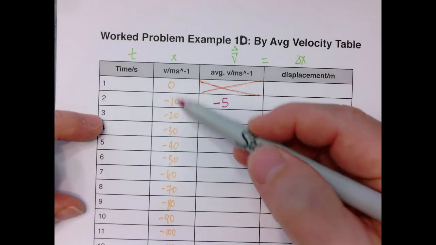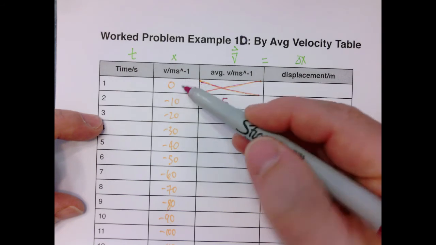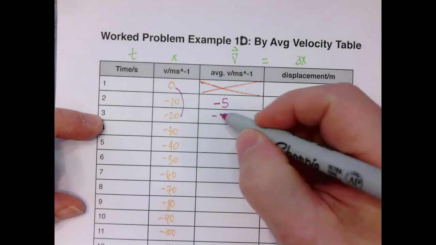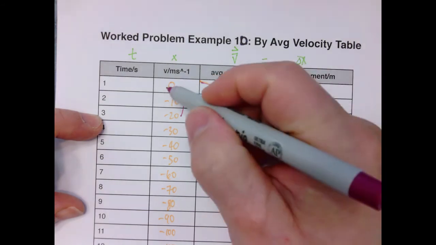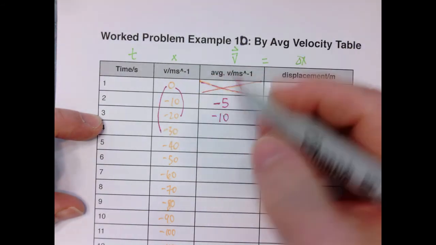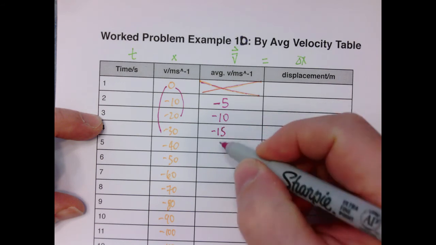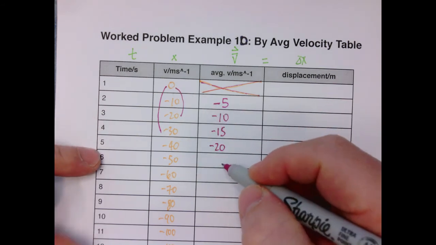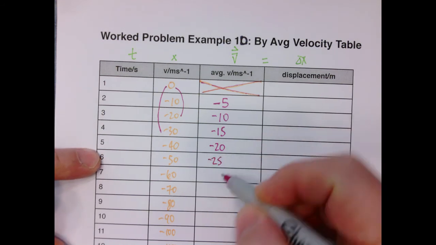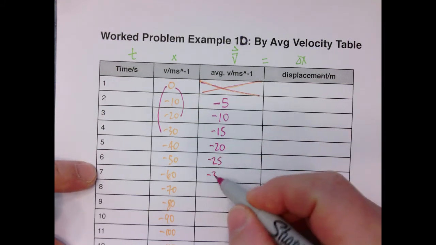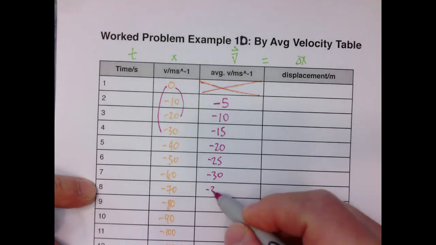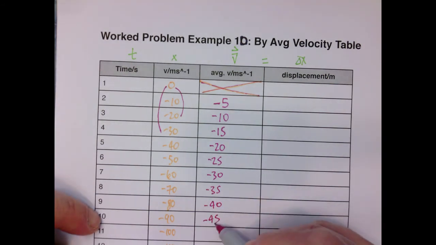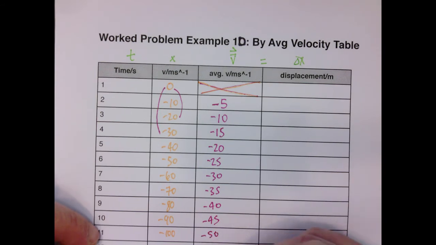Now, from the beginning to the end of time 3, from 0 to 20, the average velocity is minus 10. From here to here, the average velocity is minus 15. From here to here, the average velocity is minus 20. So after 6 seconds, the average velocity is minus 25. 7, it's minus 30. 8, it's minus 35. Minus 40, minus 45, minus 50, minus 55.